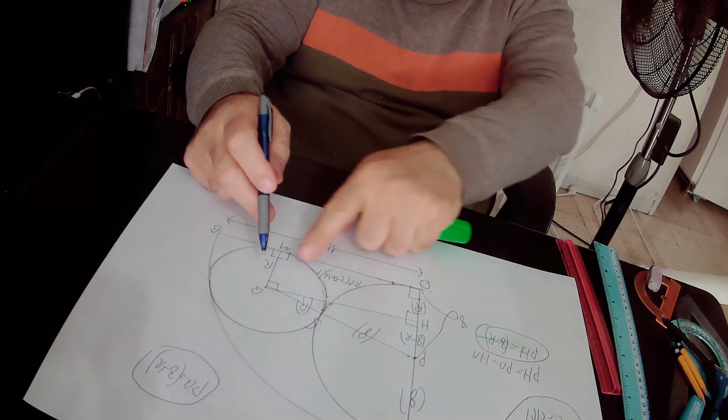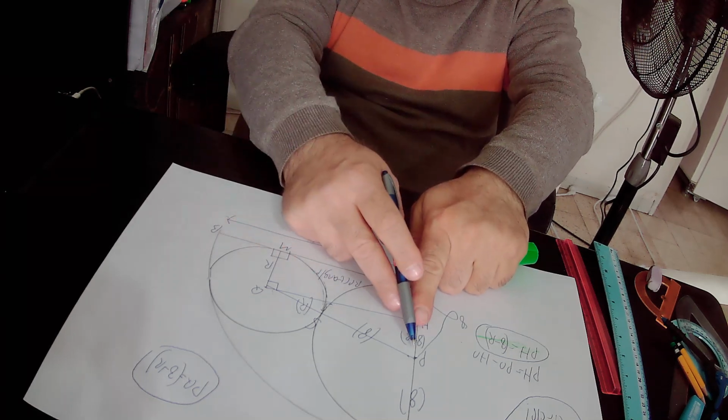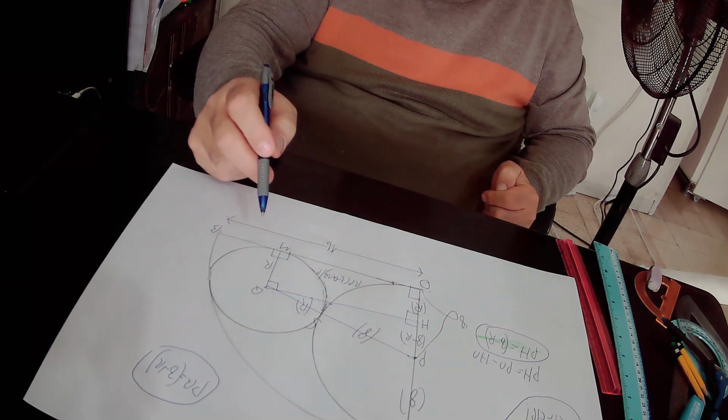And we prove that it's one straight line because the straight line that connects the centers together passes through point S. Okay.